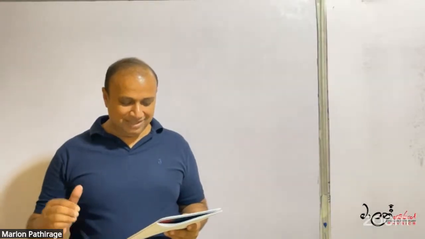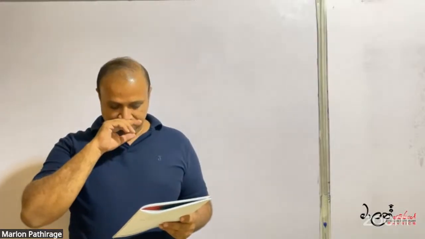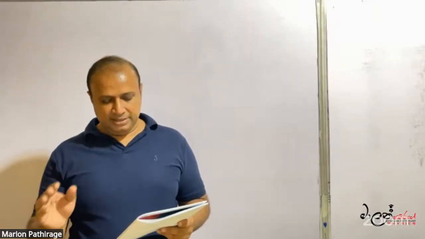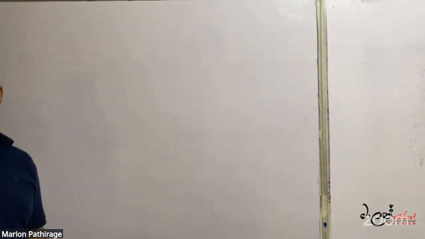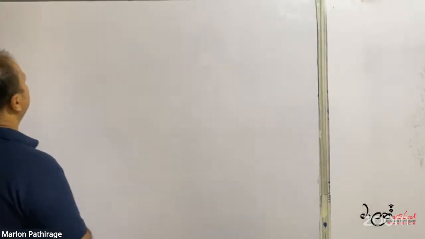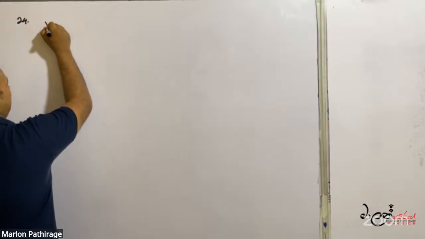Newton. Question number 24. The resultant of two forces acting on a point object is perpendicular to the smaller force. If the smaller force is 5 Newton and the resultant force is 12 Newton, find the magnitude of the larger force and the angle between the two forces. And again, this is something like this.